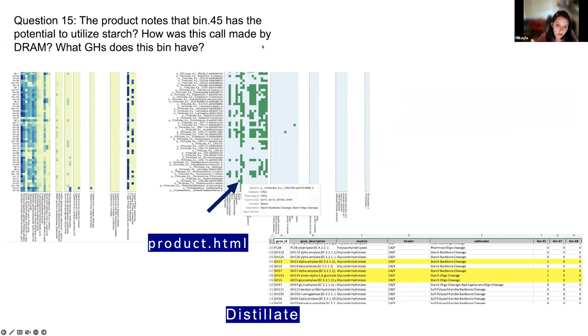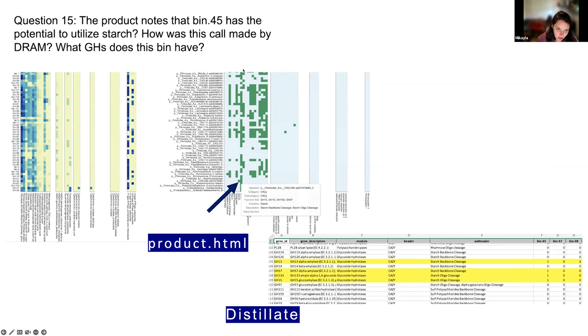And so this is really important because you might be interested at a broad level, like what CAZymes does bin 45 have? And you can totally get that information from the product relatively quickly. But if you want to dig into which specific GHs this genome has, rather than just that it can utilize starch, you might want to know, well, it has 25 GHs that can utilize starch, or it only has two, and I'm interested in where they are on the genome. So all of these files you can look through and see how they're linked.